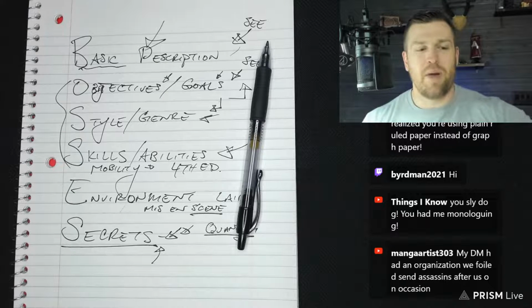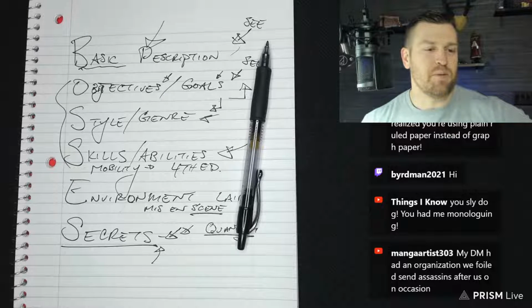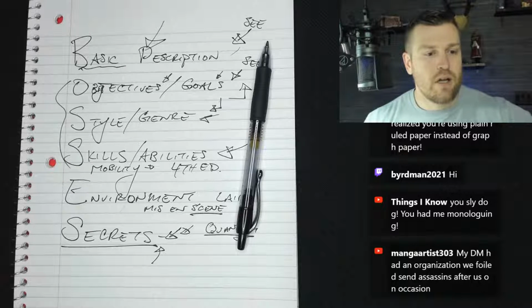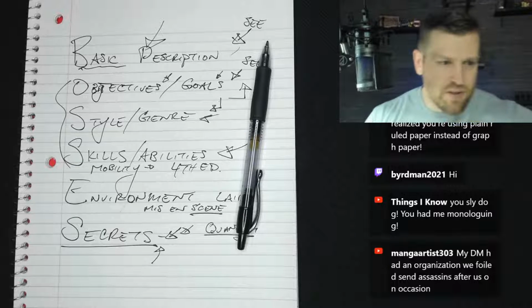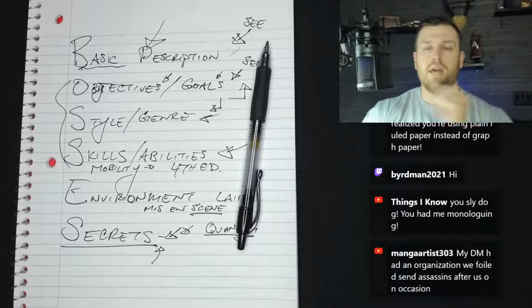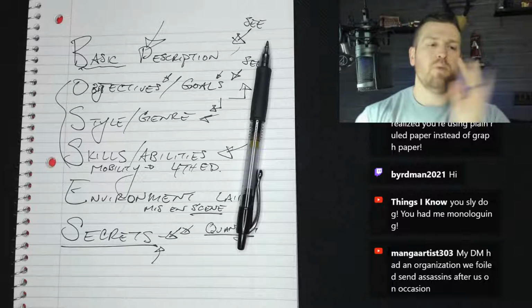Easily one of the best. Love Incredibles. Manga, my DM, had an organization. We foiled. We failed. Send assassins after us as an occasion. Ooh, okay. So let's kind of run with that sort of idea.